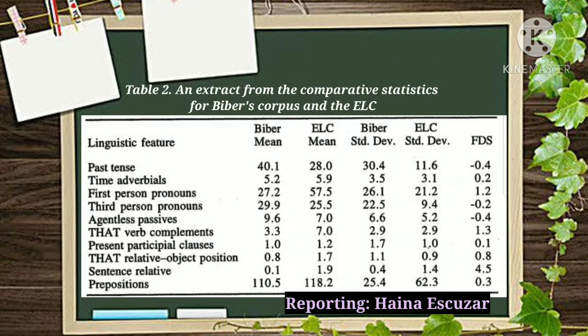This is an extract from the comparative statistics for Biber's corpus and the electronic language corpus. As we can see in the table, it displays the linguistic feature, the Biber mean, the English language corpus mean, the Biber standard deviation, the ELC standard deviation, and the FDS, which stands for feature deviation score. Feature deviation scores were computed for the entire corpus of messages, for the offline subset and the other subset, and for each conference.